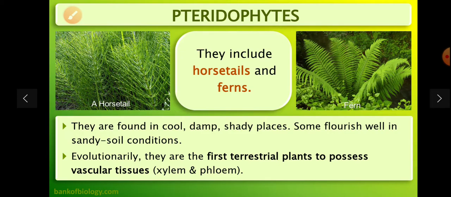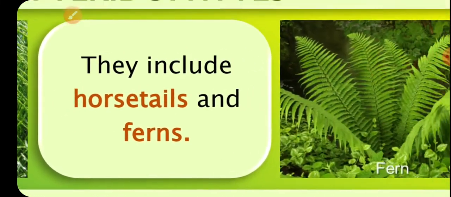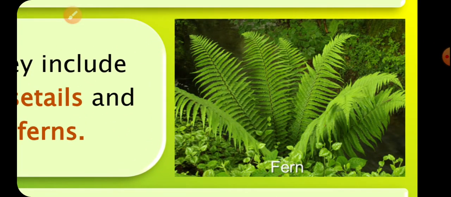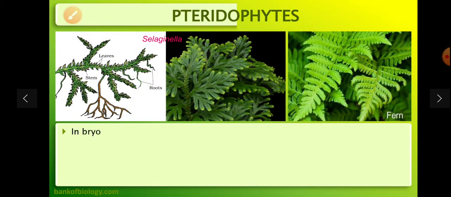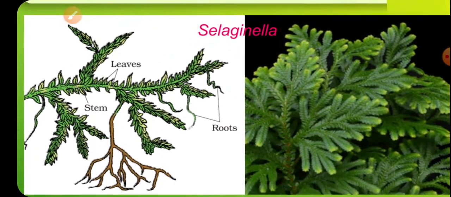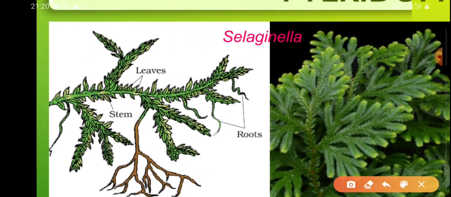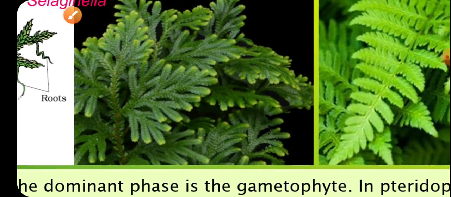Here we can also see the diagram of horsetail and the ferns. Here is Selaginella. This is the root part. This is the leaves, and this is the stem. The body is well differentiated into leaves, stem and root in pteridophytes.